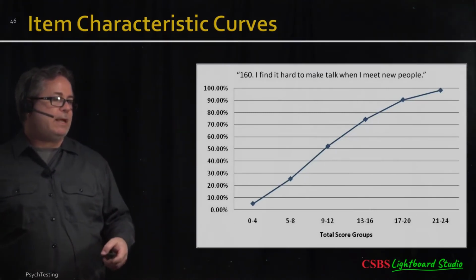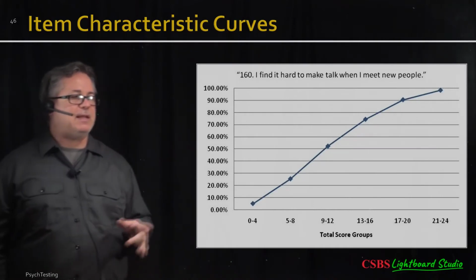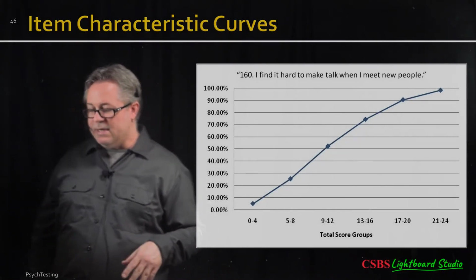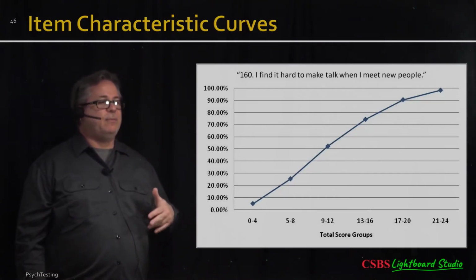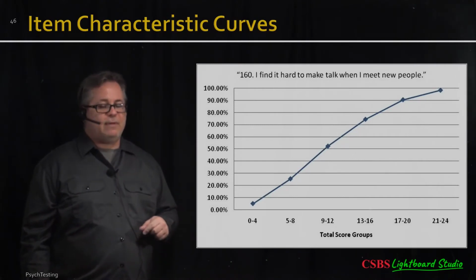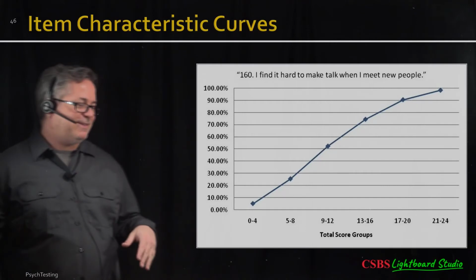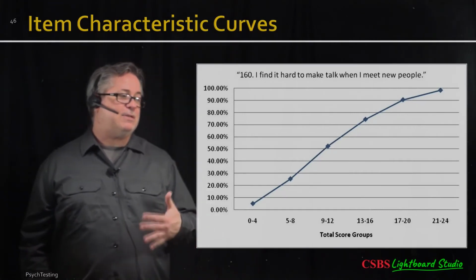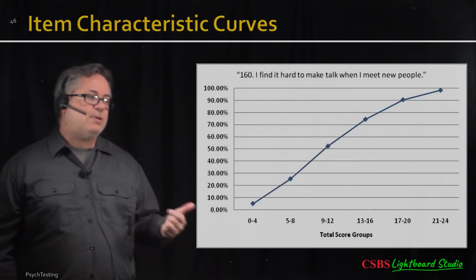Here's actually a pretty nice looking item. I find it hard to make talk. That can't be the right wording. Whenever I look at this, I'm like, I must have copied it over wrong or somebody wrote it in wrong. But I think it's supposed to be, I find it hard to make small talk. But I've not verified that. So let's assume that's what it is. That sounds a lot better. I find it hard to make small talk when I meet new people.